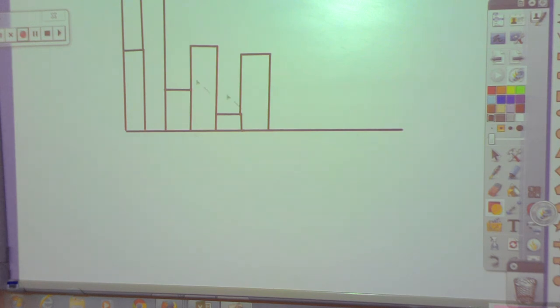All right, so let's say we got some data here. This is equal to 20, this is equal to 30, this is equal to 15, this is equal to 20, this is equal to 5, this is equal to 18, okay? That's the relative, all right?